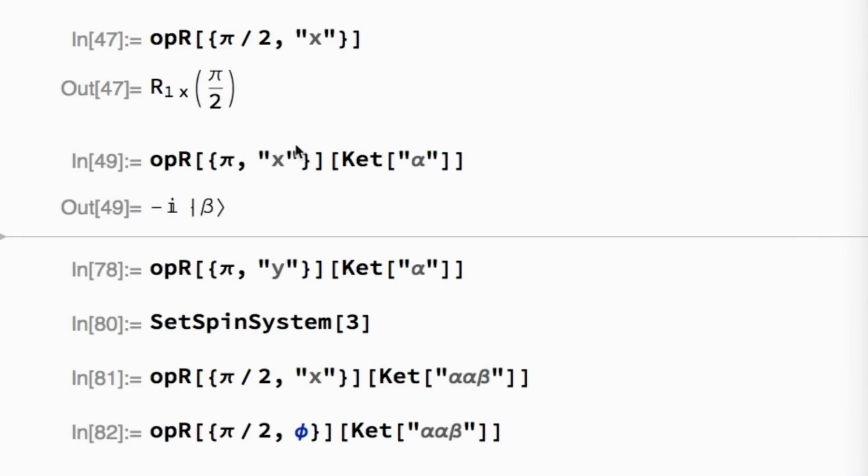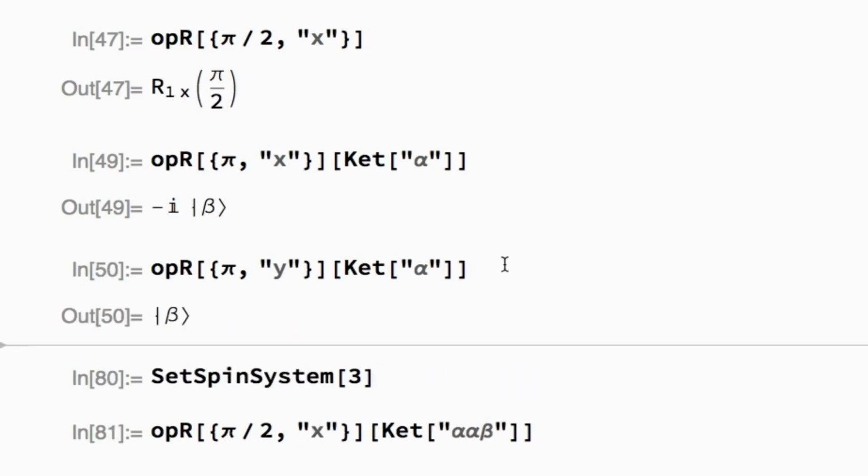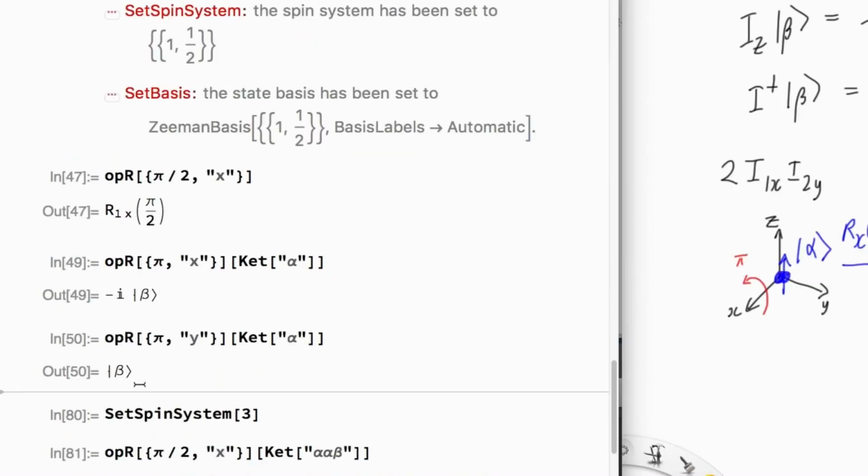I won't comment on it further except to say that a 180 degree pulse converts alpha to beta. It does convert alpha to beta, but with an additional phase factor of minus i, the square root of minus 1. And there are occasional NMR experiments where that sort of thing is important. If we rotate about the y-axis, then actually we get just ket beta.